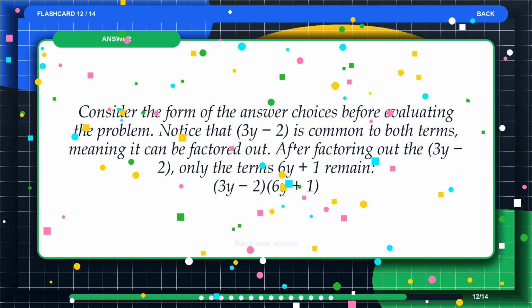The answer is: consider the form of the answer choices before evaluating the problem. Notice that 3y minus 2 is common to both terms, meaning it can be factored out. After factoring out the 3y minus 2, only the term 6y plus 1 remains. (3y minus 2)(6y plus 1).